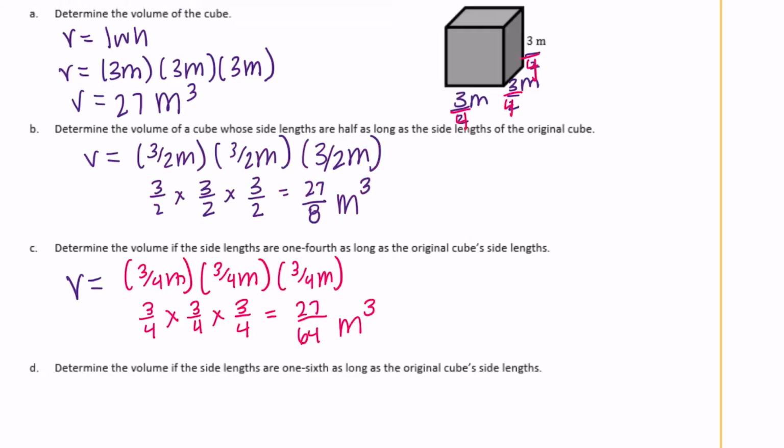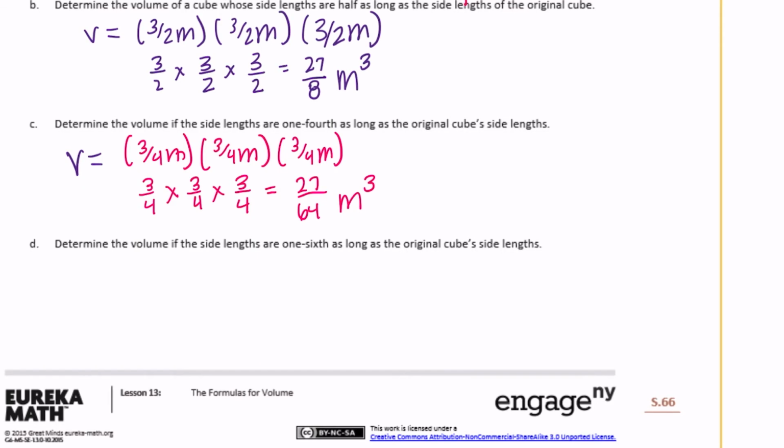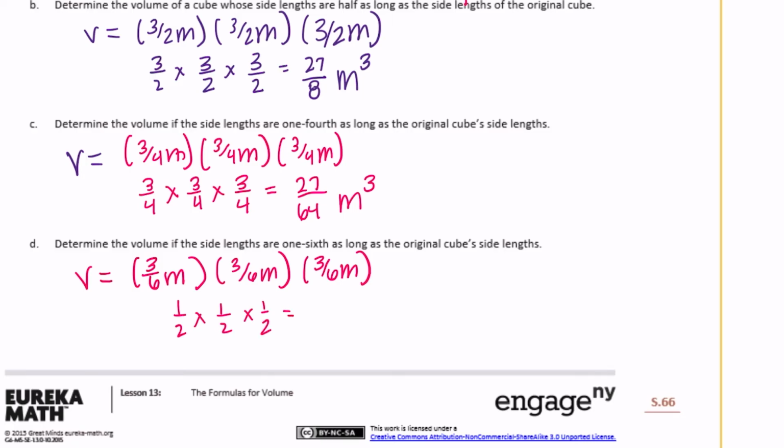D, determine the volume if the side lengths are 1/6 as long as the original cube's side lengths. So we're going to do the same thing, but this time we're splitting them into sixths. So we would have 3/6 meters by 3/6 meters by 3/6 meters. Or you could do 1/2 by 1/2 by 1/2, which I'm just going to reduce to 1/2 times 1/2 times 1/2. We get 1/8 meters cubed.